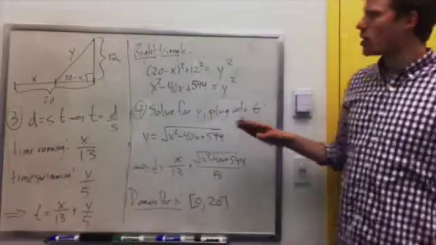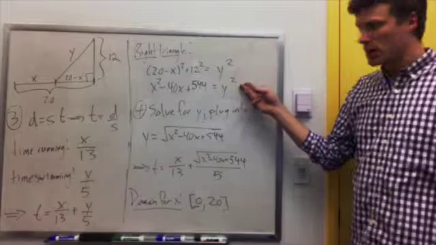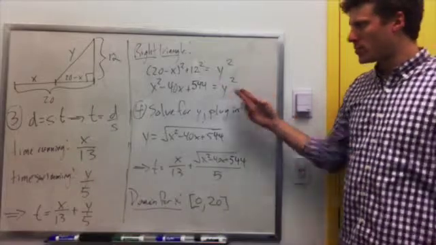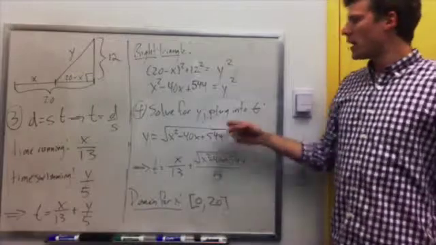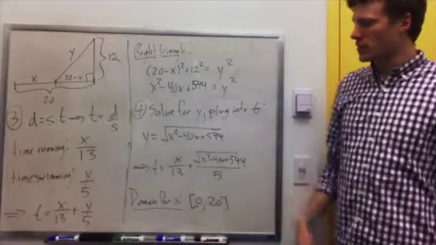So let's solve this equation right here for y. Why solve it for y and not for x? Because it looks just easier to solve this for y just by taking the square root. And I'll plug that into the formula for t.